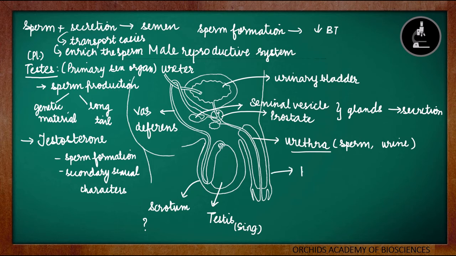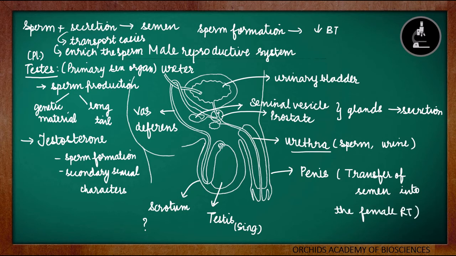And one more part that we will be studying is the penis. Penis is a muscular organ which is responsible for the transfer of semen. Semen is sperm along with the secretions into the female reproductive tract. So for the transfer of the semen into the female reproductive tract, this penis is responsible. It opens out through this tube which is called as urethra. So this is about the male reproductive system.